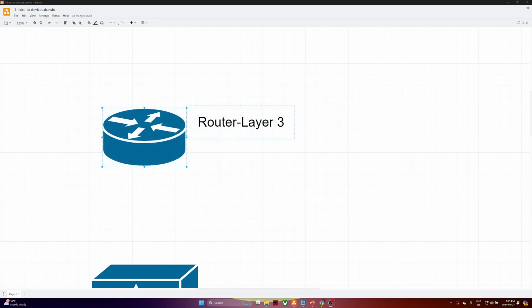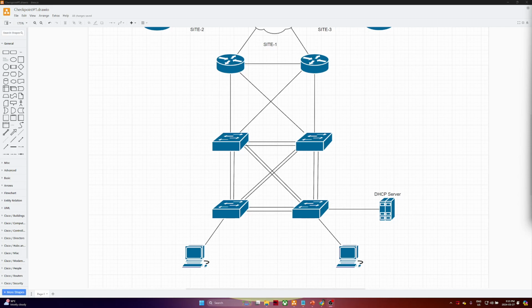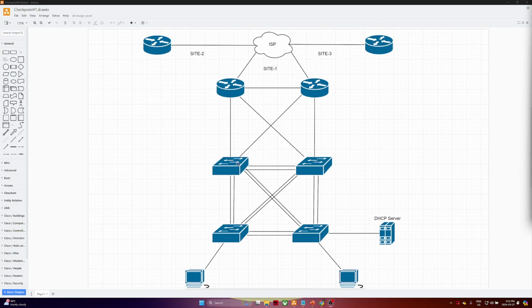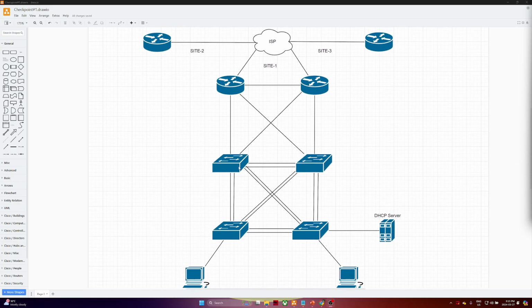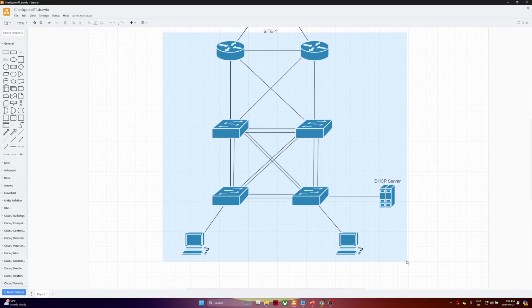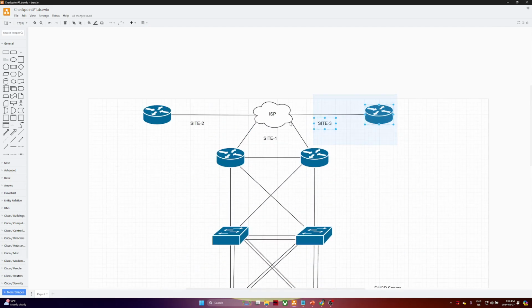Keeping this in mind, I want to introduce what my topology would look like at the end of checkpoint one. So by the end of checkpoint one, this is what my topology is going to look like. We are going to have a working site one. We're going to configure our first site first, and then move on to different sites. We're also going to have an internet service provider, which I'm going to simulate myself.